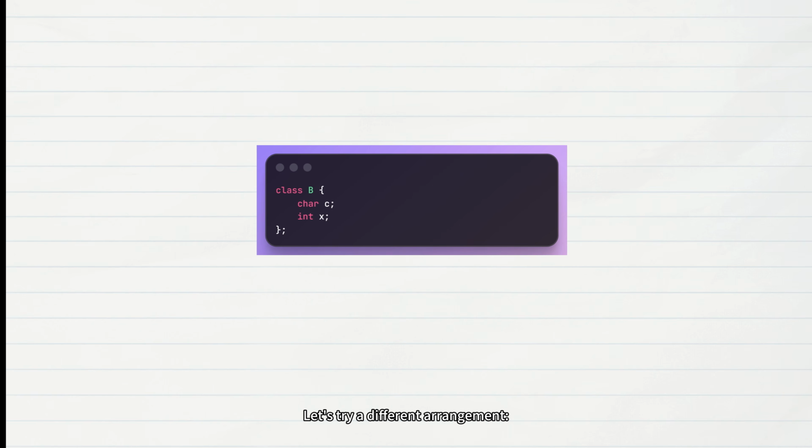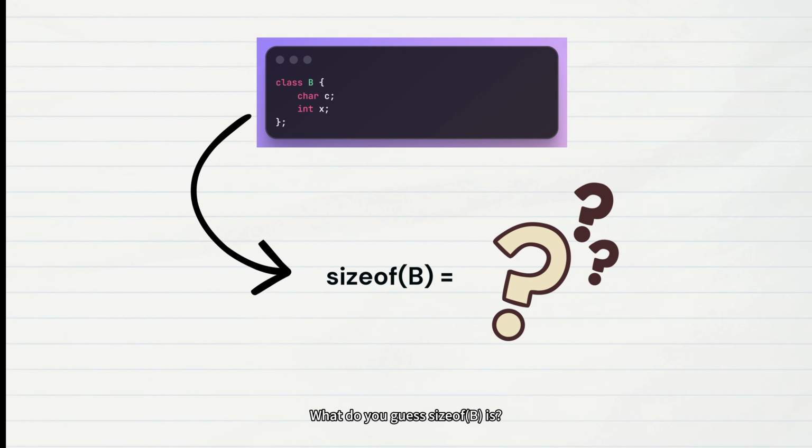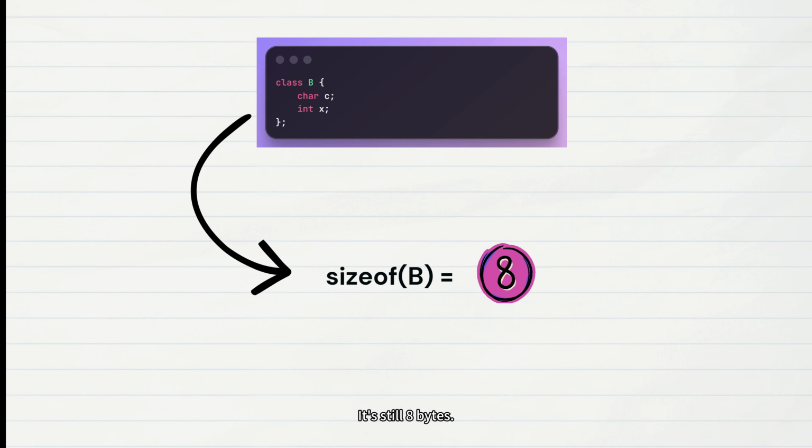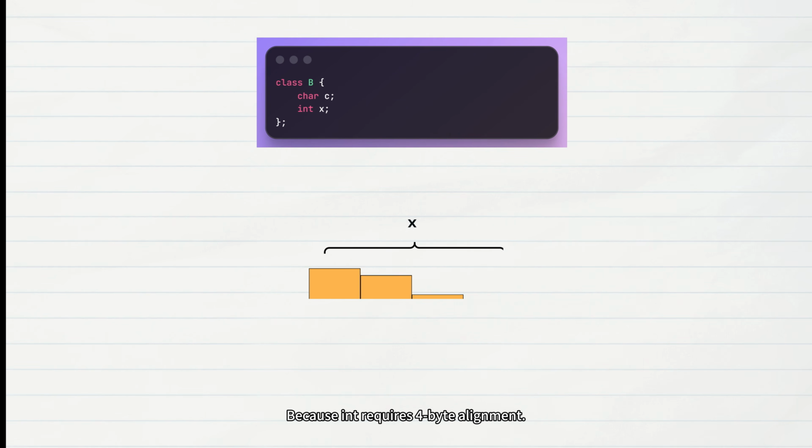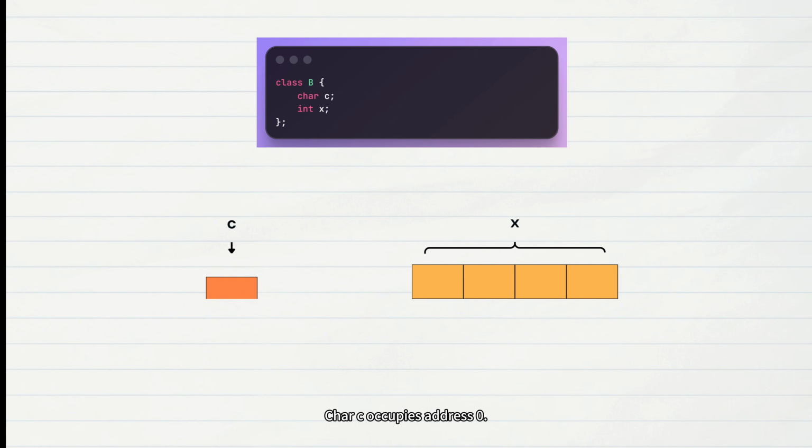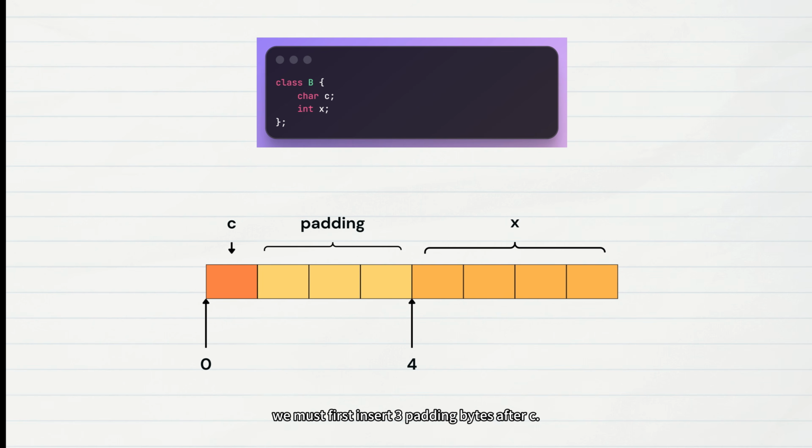Let's try a different arrangement. Many people think that just by reordering the members, you can reduce the memory size. Look at class B on the screen. What do you guess Sizeof B is? It's still 8 bytes. Why? Because int requires 4-byte alignment. Char c occupies address 0. To make the starting address of int x align to a multiple of 4, address 4, we must first insert 3 padding bytes after c, so the layout becomes like this.